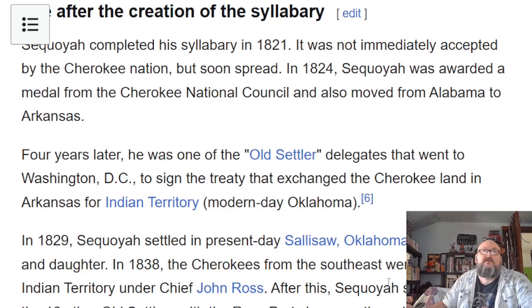In 1824, he was awarded a medal from the Cherokee National Council and moved from Alabama to Arkansas. And in 1828, when they signed the treaty, he was one of the Old Settler delegates that went to Washington, D.C. to sign the treaty that exchanged the Cherokee land in Arkansas for Indian Territory, modern-day Oklahoma.